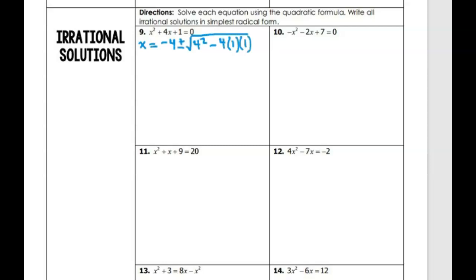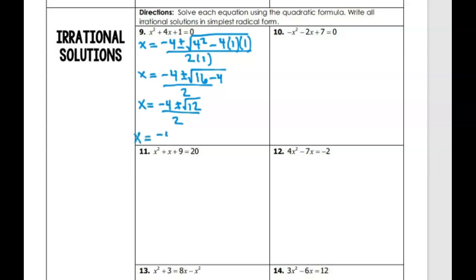So when we go ahead and tackle number 9, notice that A is 1, B is +4, and C is 1. So when we end up with the square root, we end up with 16 minus 4, which still gives us a positive answer, which will tell us that it does cross the x-axis twice. But we end up with the square root of 12. Now, the square root of 12 is not a perfect square. However, it can be simplified, and you can simplify it by taking the square root of 4 times the square root of 3. So the square root of 4 is 2, and then the square root of 3, and then this is all divided by 2.